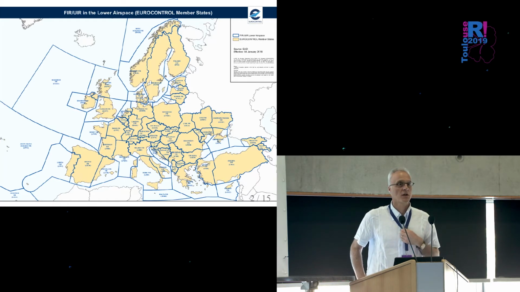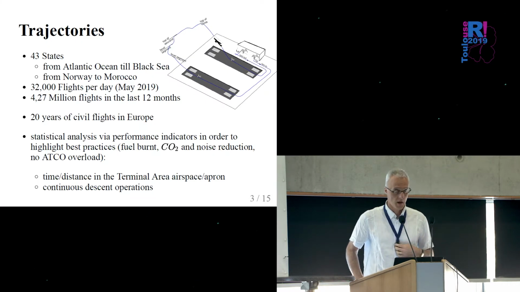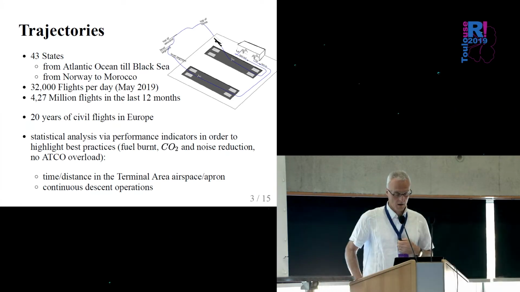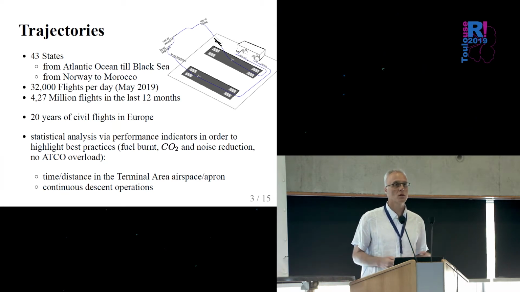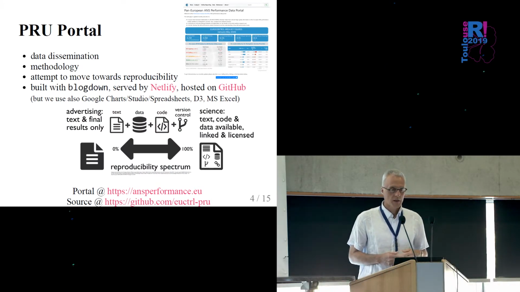We are having 32,000 flights in Europe per day as of May 2019, and something like 4 million flights per year. We do this to check the emission of CO2 or efficiency of flights, number of flights in airspaces, and how air traffic controllers are being used, trained, and the cost associated with that. We do this also to disseminate data via a portal which is built with Blockdown.